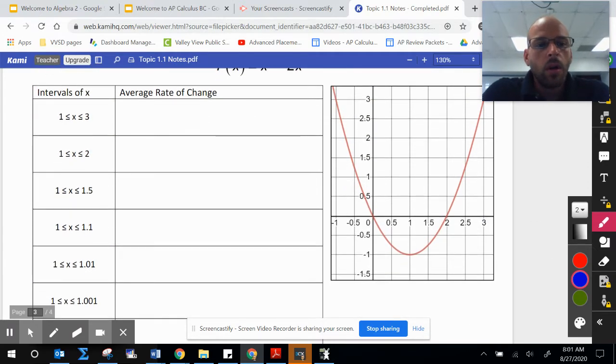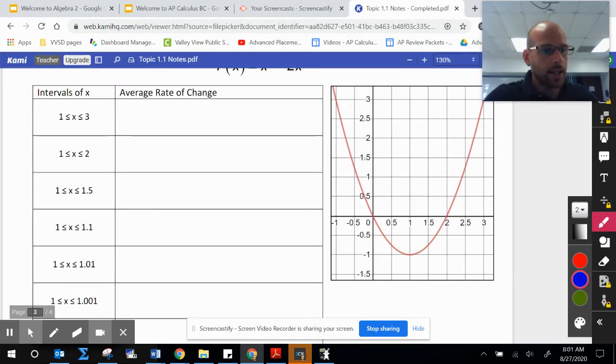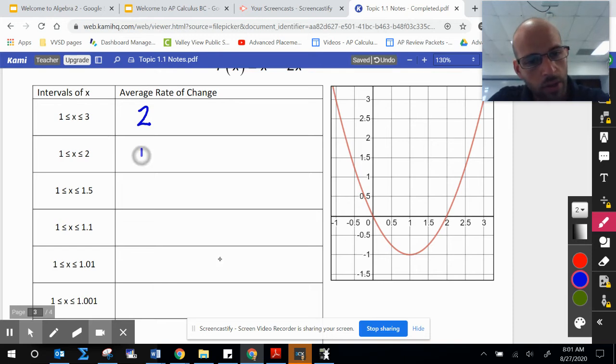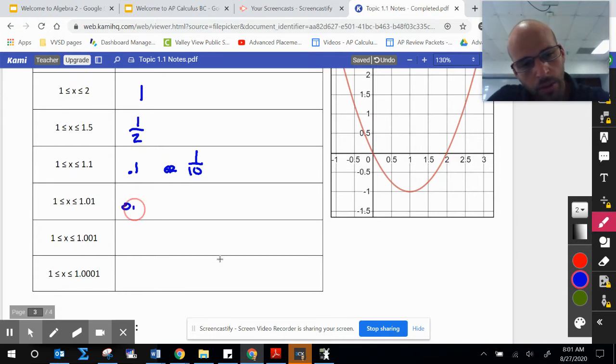So from 1 to 3, I did these calculations already, so just to speed the process up, from 1 to 3, my average rate of change was 2. From 1 to 2, my average rate of change is 1 1/2, then 0.1, or you might have written it as a fraction, 1/10, then 0.01, 0.001, and let's go 0.0.